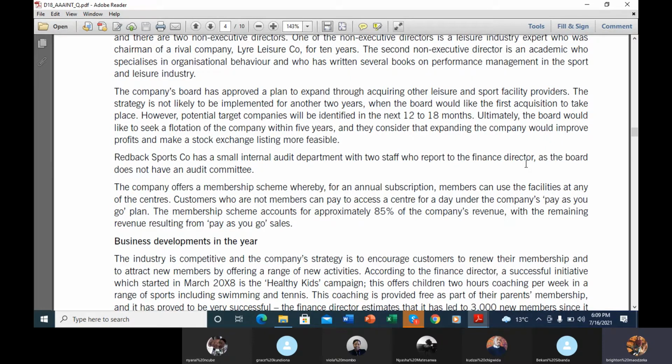The company has a small internal audit department with two staff who report the findings, and the board does not have an audit committee. That's good. So let us pick what is written. Here, you have to apply what you learned when we were doing corporate governance. Do you remember? We did corporate governance, isn't it?